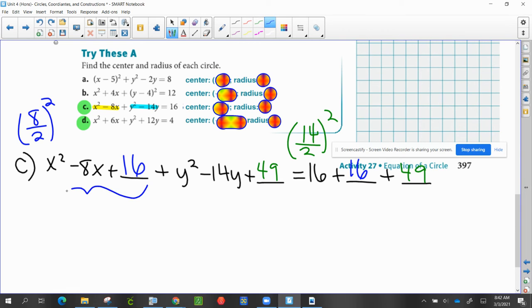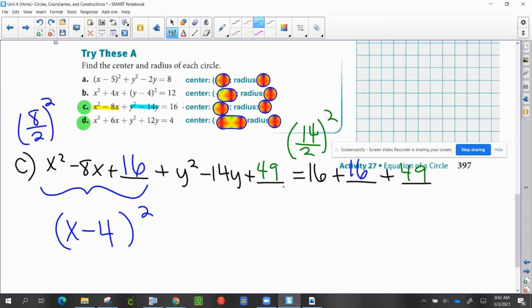Okay, let's start with our x's. We're going to rewrite this as something squared. So follow the patterns. It's x. It's always the same operation. So we're going to keep the minus. And remember, it's always half the middle term. So that would be x minus 4 squared. Because 4 times 4 is 16. 4 plus 4 is 8.